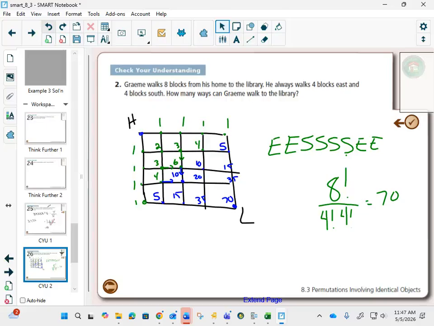Okay, questions to circle for this one. Number 12.